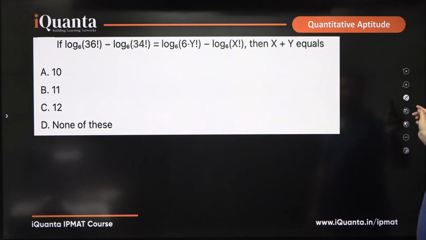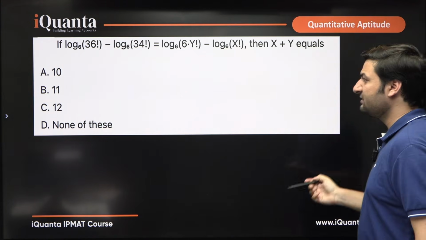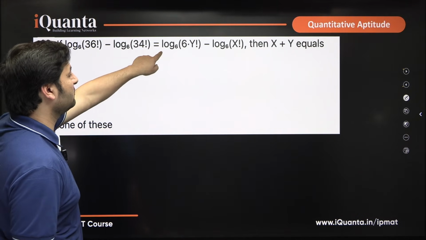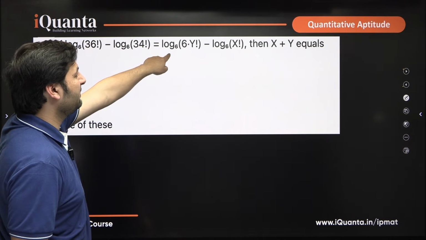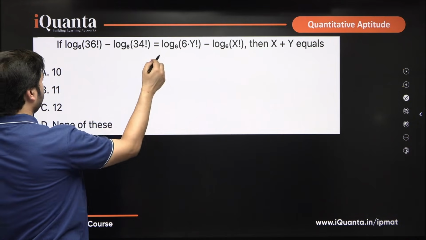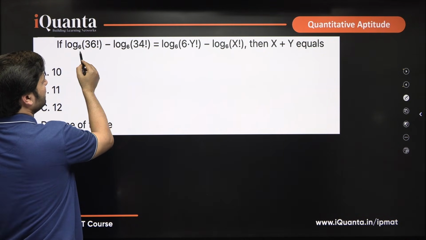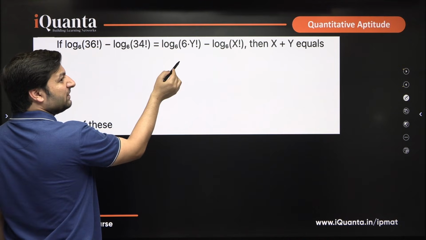Now, we have the next question, again a very good question, which says if log 36 factorial base 6 minus log 34 factorial base 6 is equal to log 6y factorial base 6 upon x factorial, let us calculate the value of x plus y. So, what do you have here? Log this minus log this, that means the base is same. So, log a minus log b is log a upon b.